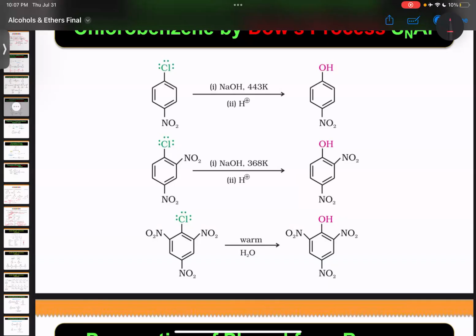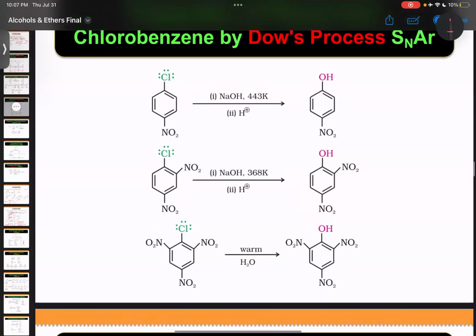Okay. And with NO2, where does the NO2 need to be put? Tell me. Where does the NO2 need to be put? Ortho and para. Yeah, ortho and para position. Got it? And why ortho and para? Why not meta? Why do ortho and para make the rate faster? You can see the temperature. If you have 3 NO2 groups, you can just warm it, right?